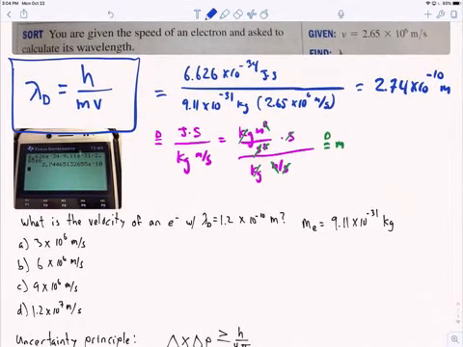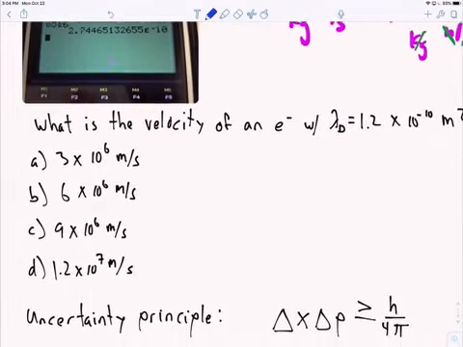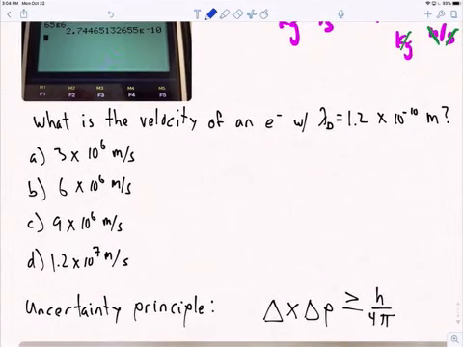Okay, so here's your turn. What is the velocity of an electron with a de Broglie wavelength of 1.2 times 10 to the minus 10 meters? And I'll zoom in on this.